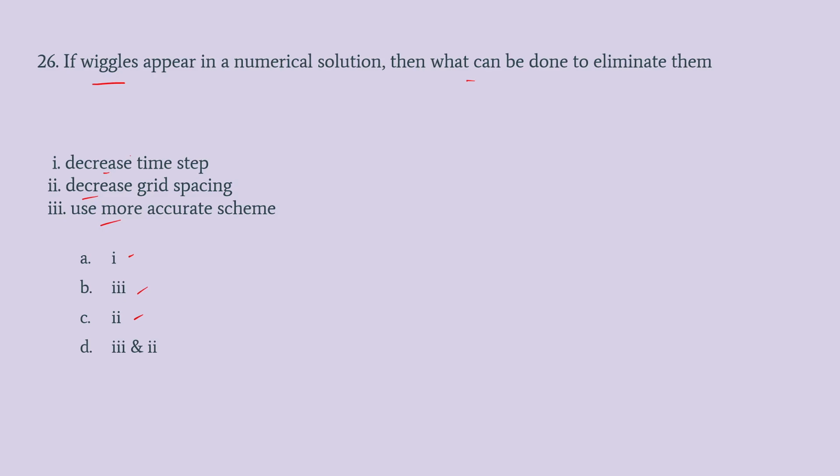Wiggles, that is the fluctuations or oscillations in the numerical solutions, are appearing, then we should decrease the grid spacing to eliminate or reduce them. That is our answer, option C.